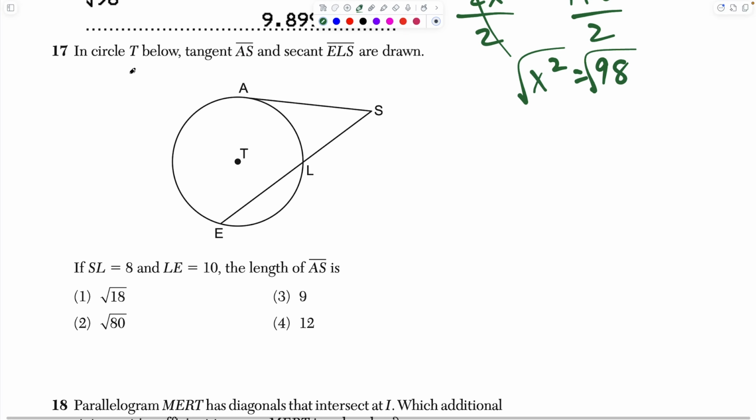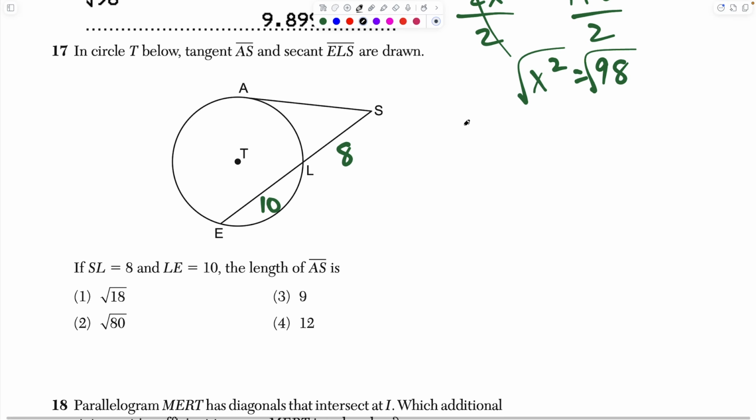Question 17, in circle T below, tangent AS and secant ELS are drawn. And then we have if SL is equal to 8 and LE is equal to 10, the length of AS is, and we have these 4 options to choose from. So for this question here, it does help to know the circle rules. Now, there is a funny way to remember a few of the circle rules.